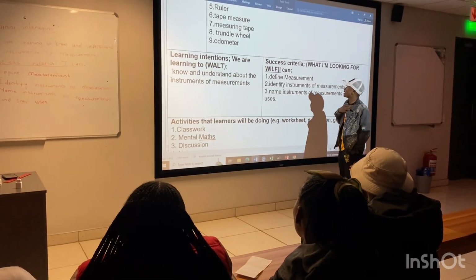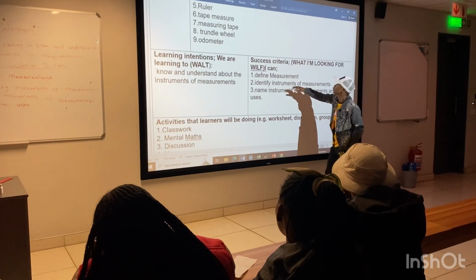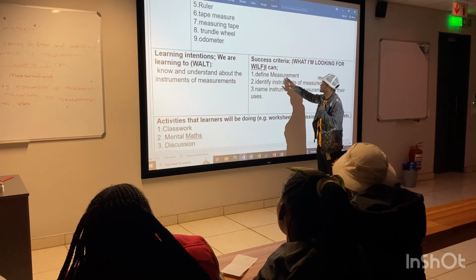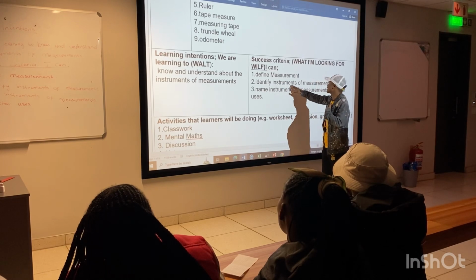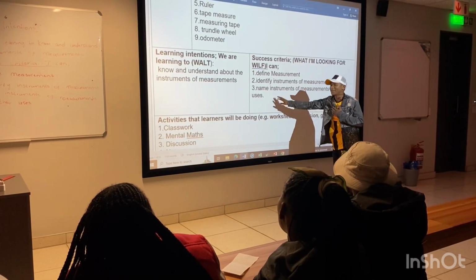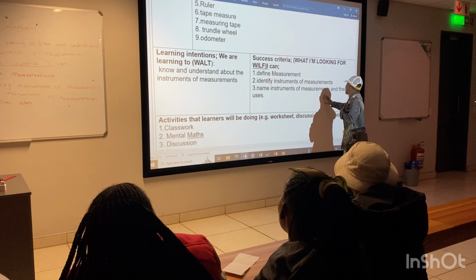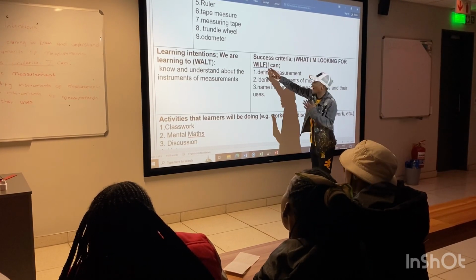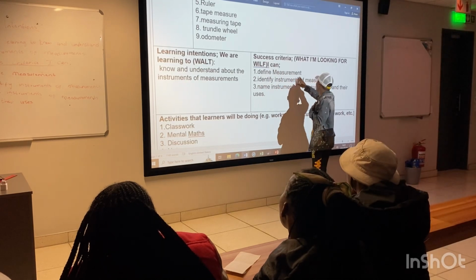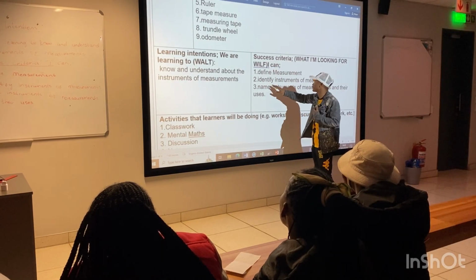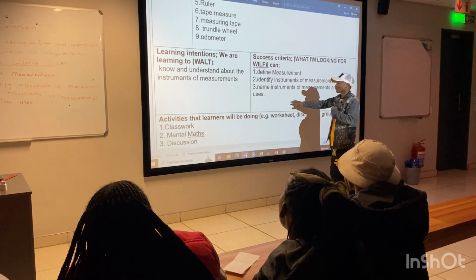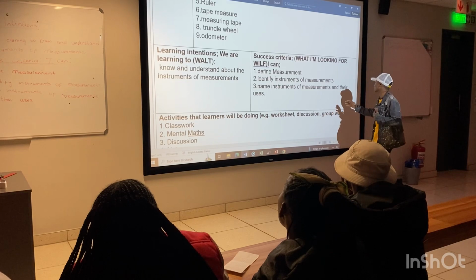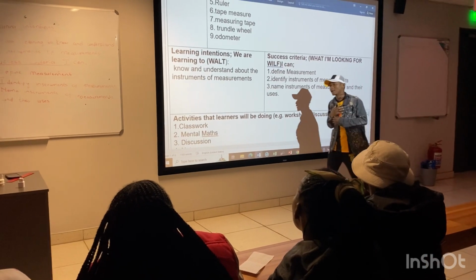Here is our success criteria. They say: I can define measurement. I can identify instruments of measurement. I can name instruments of measurement and their uses. Right? Okay, let's read. I can define measurement. I can identify instruments of measurement. I can name instruments of measurement and their uses.